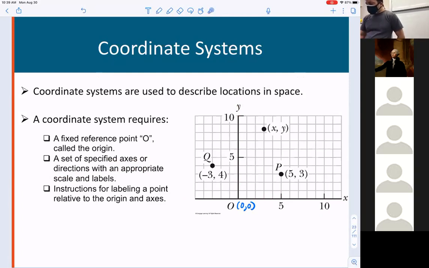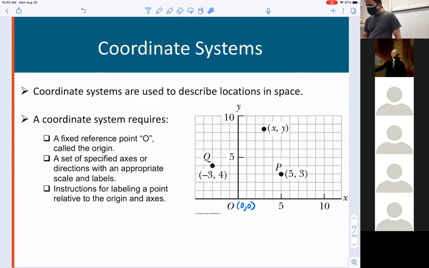And so a point over here, for instance, this point Q has coordinates -3 and 4. And the way you read that is that the x coordinate is -3. So you start at the origin. You go 1, 2, and 3. You go 3 units to the left of the origin. And therefore, it's -3. And then you climb up 1, 2, 3, and 4. So that's 4 units. It's +4.